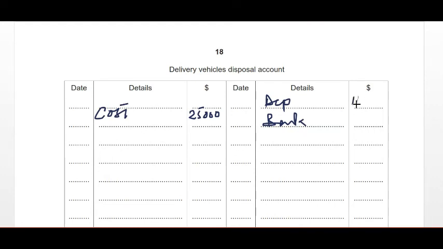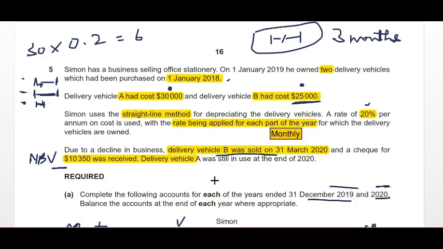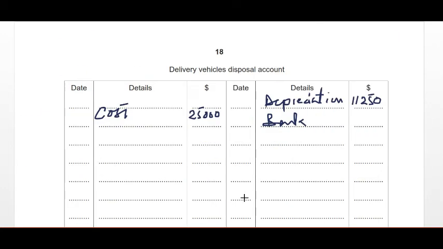So this amount will go here, because this 11,250 was debited in the provision for depreciation account, and this is being credited over here. So the amount for depreciation, and under the bank heading you need to write down how much you received in terms of that particular sale. So, they received 10,350. So this amount will simply go over here, 10,350.